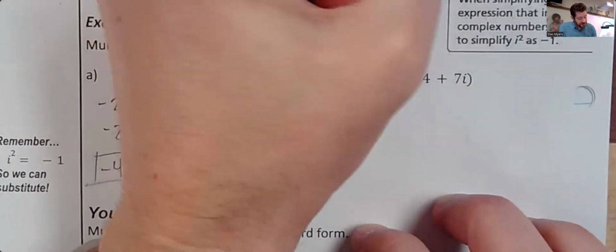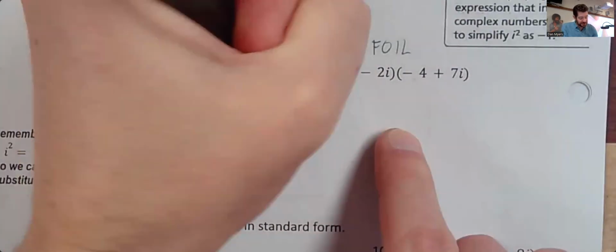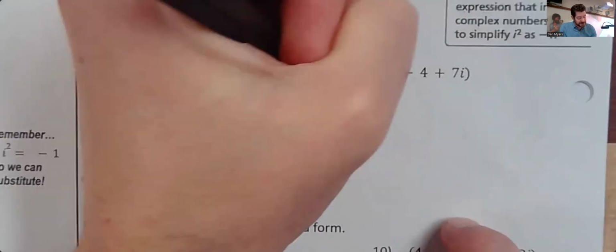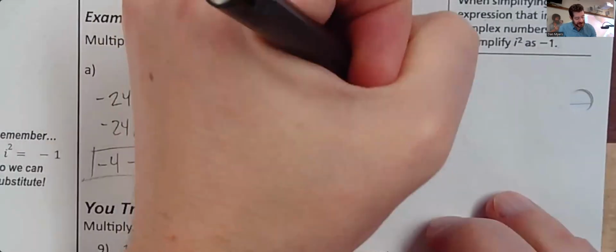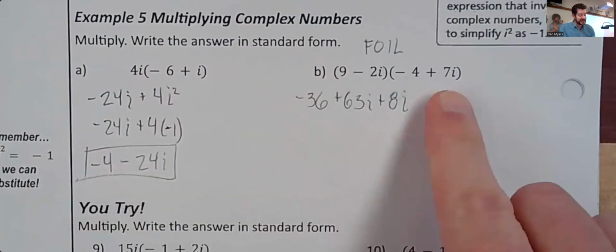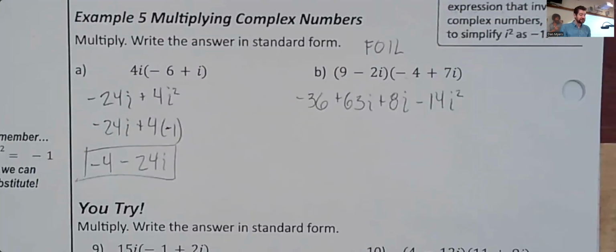FOIL. Use FOIL here. So first, 9 times -4, -36. Outer. 9 times 7i would be plus 63i. Inner. -2i times -4 would be positive 8i. And last, -2i times 7i would be -14i squared. Which would just be positive 14, right? Because i squared is -1, and -1 times -14 is positive 14.